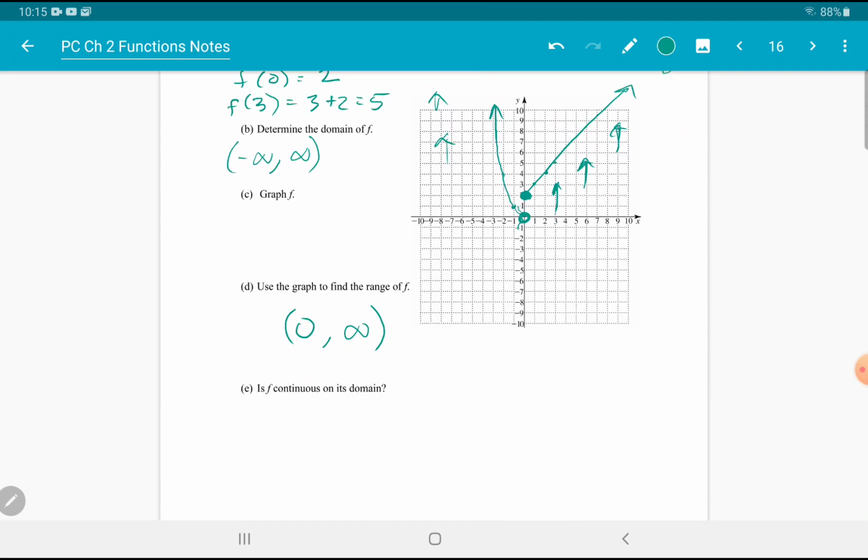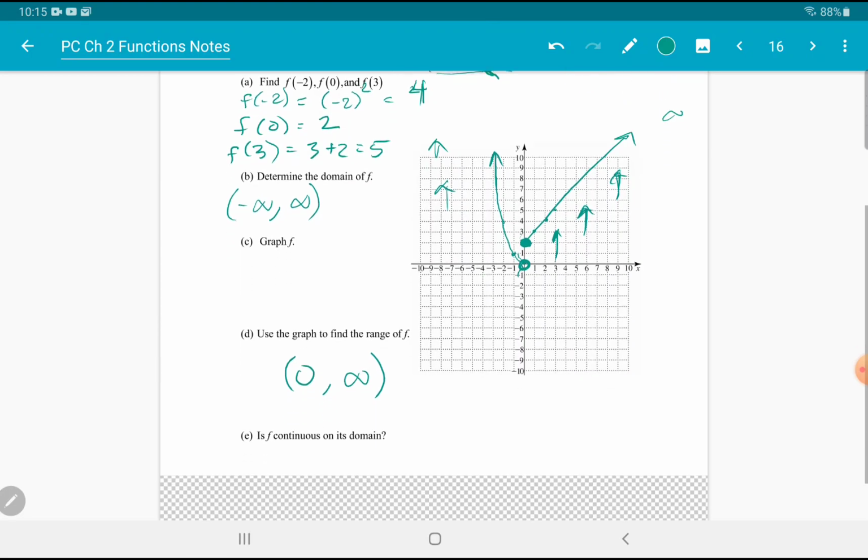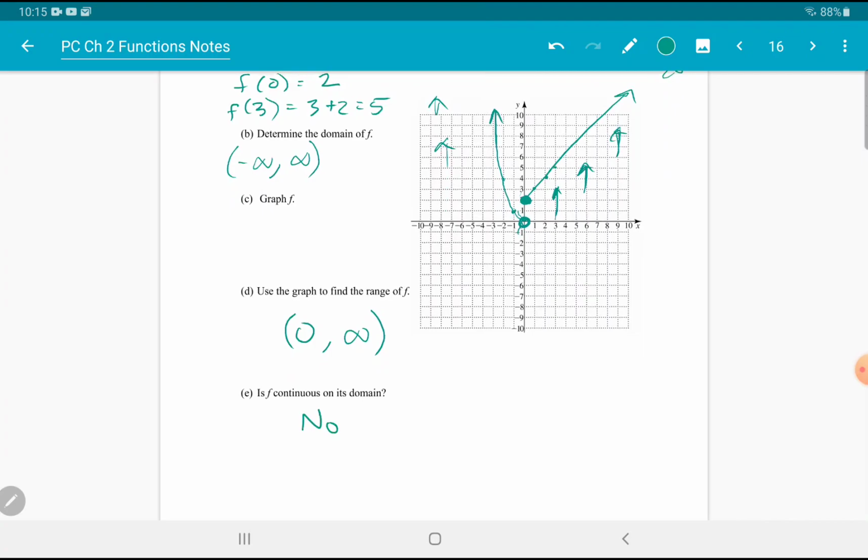Okay. Is f continuous on its domain? Well, recall from our previous lesson that we said if you can draw along the graph without lifting up your pencil, it is continuous, right? So every single x value exists, but at the same time, you can't have any jumps. In this case, we do have a jump right here, this jump discontinuity. And so for that reason, this graph is not continuous. At x equals 0, there is a jump discontinuity.